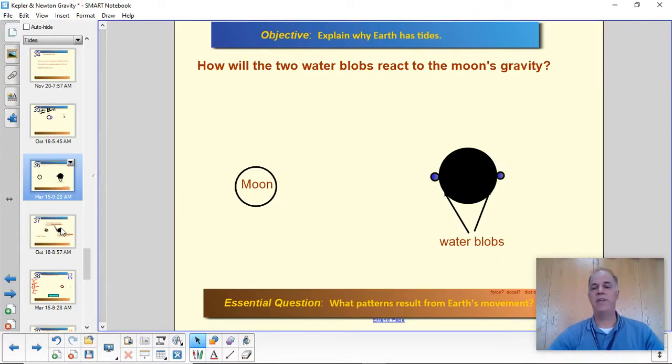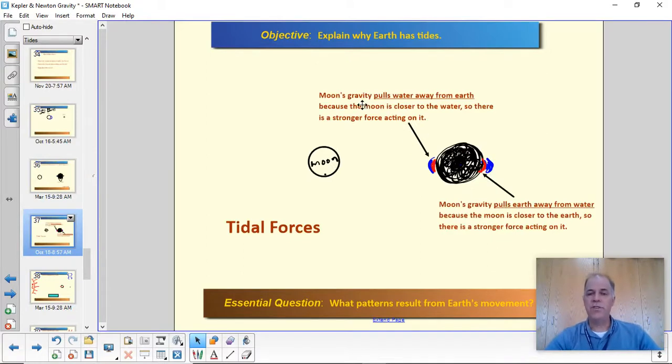And the reason for this is because the moon's gravity pulls the water away from the Earth on the close side and pulls the Earth away from the water on the far side. And that's the weird thing that's difficult to understand if you don't understand gravity. The high tide on the far side of the Earth is caused by the Earth being pulled away from the water. The water's kind of left behind. And we perceive that as the water piling up.